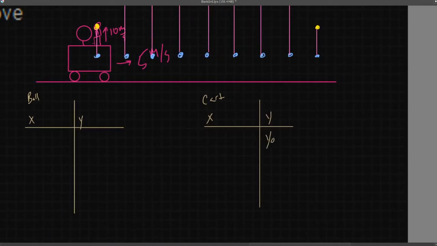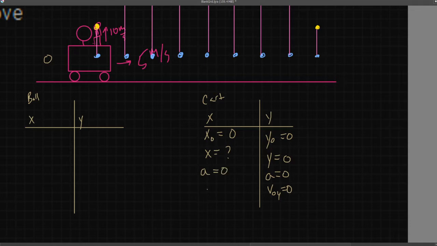The cart starts off at a position of 0 height, ends up at a position of 0, has no vertical acceleration, and has no vertical initial velocity. What it does have is a starting horizontal position of 0. I do not know its ending position. It does not have a horizontal acceleration, but it does have a horizontal velocity.